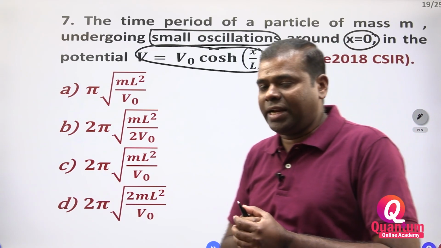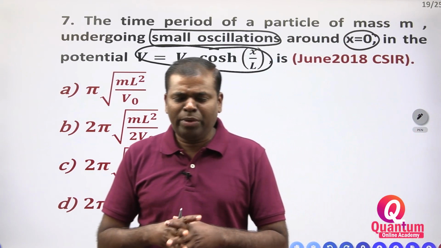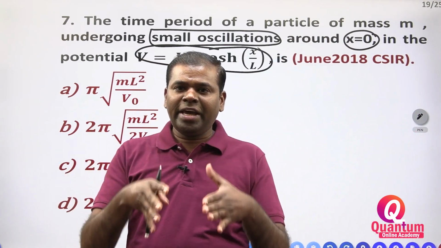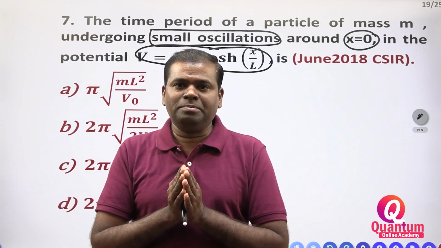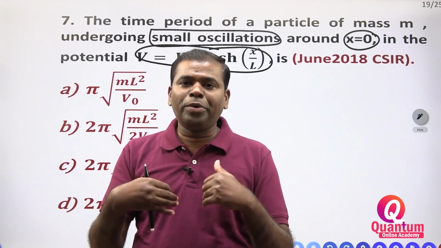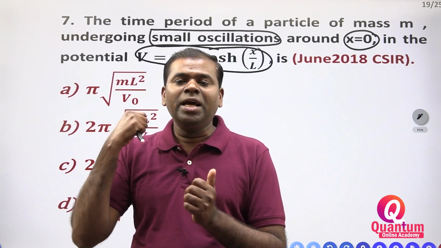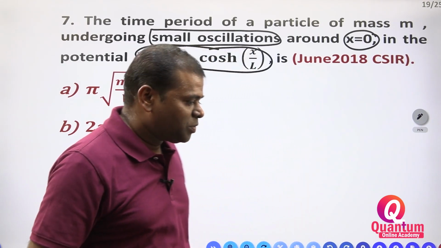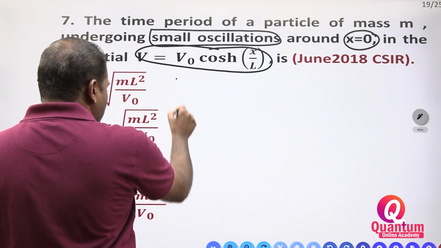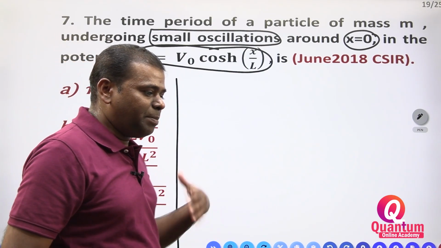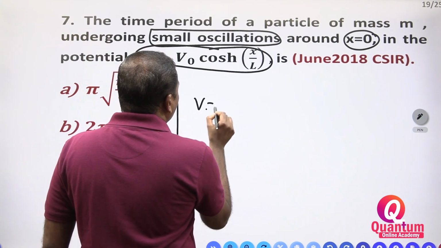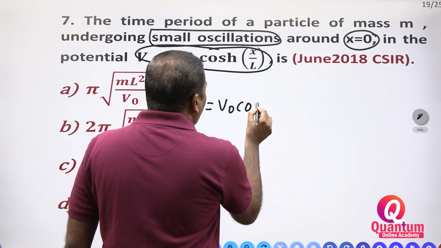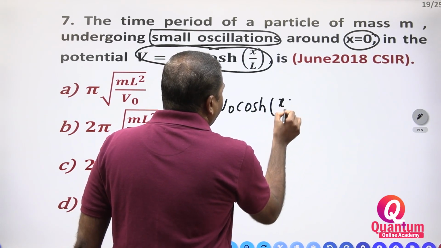How do we have to calculate? This question will come in every exam, whether it may be GATE, whether it may be CSIR, any exam. How do we have to approach to find the time period if they give the potential? First you have to follow, there is a principle for the equilibrium point. Potential is equal to V0 cosh of x by L.